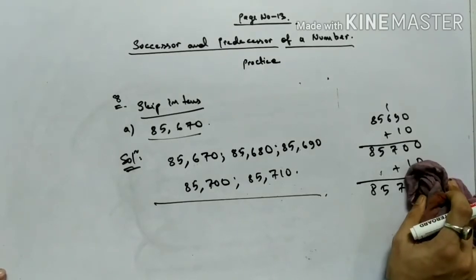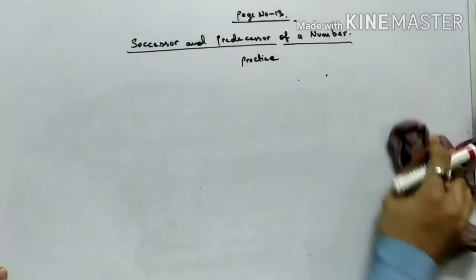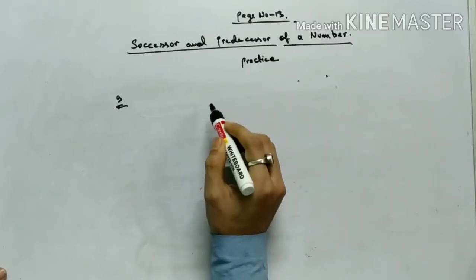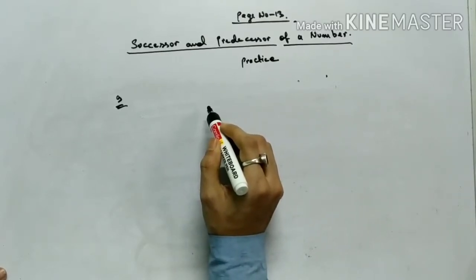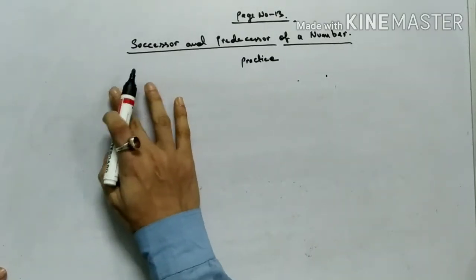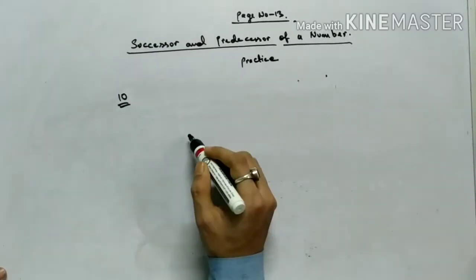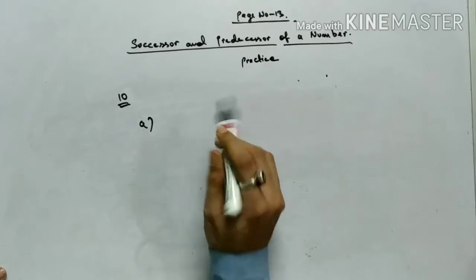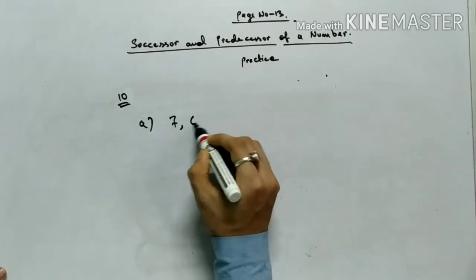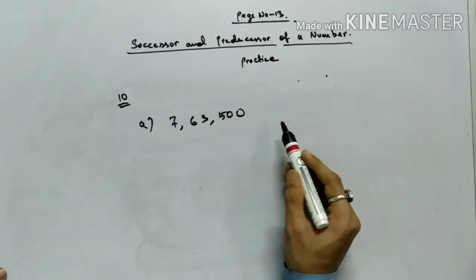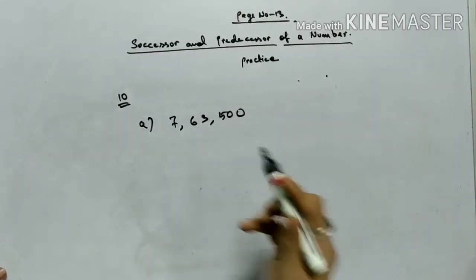Okay. So next it is question number 9. Question number 9 is saying that skip in tens and write 5 numbers starting from this one. Same question only. So I will go to type 10. Type 10 is saying that skip in hundreds and write 5 numbers starting from 7,63,500, right?